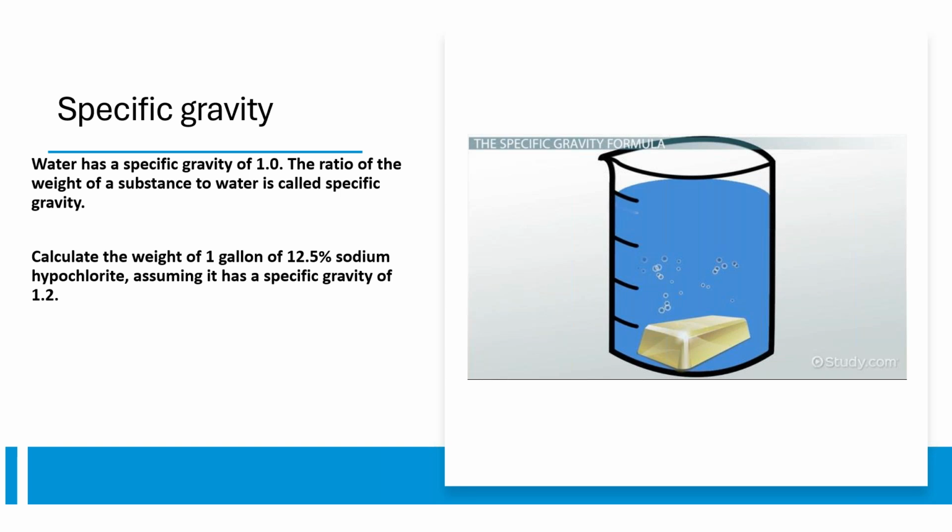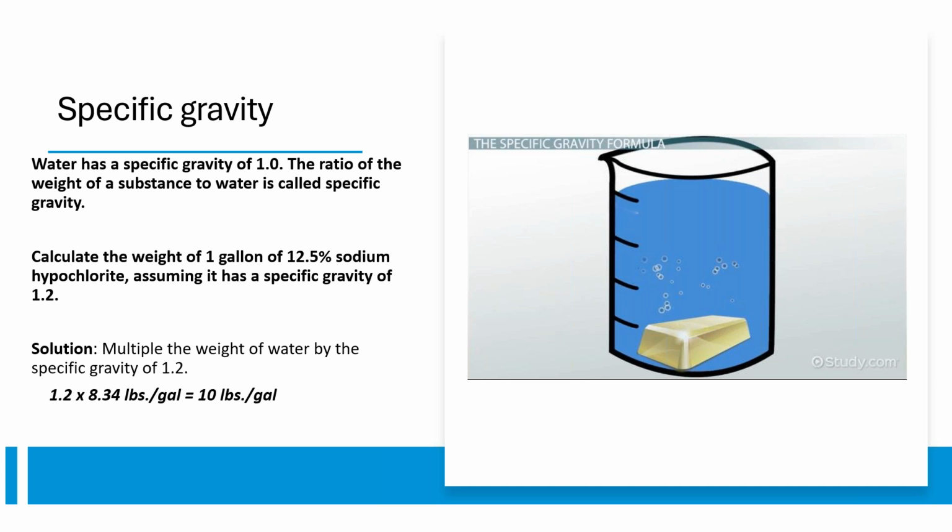So how would we know the weight of that? Well, we would take 1.2 times the weight of water, 1.2 times 8.34 pounds per gallon, and we'd find the weight is around 10 pounds per gallon. So it's a little heavier because it's a little denser.